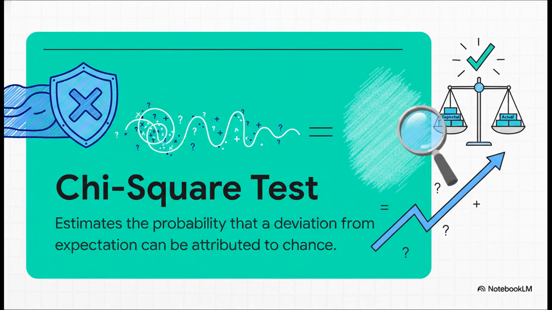And that, my friends, is where the chi-square test comes into the picture. It was basically invented to solve this exact problem. It gives us a solid mathematical way to figure out if the gap between what we thought we'd see and what we actually saw is a big deal, or if it's something we can just chalk up to random chance.